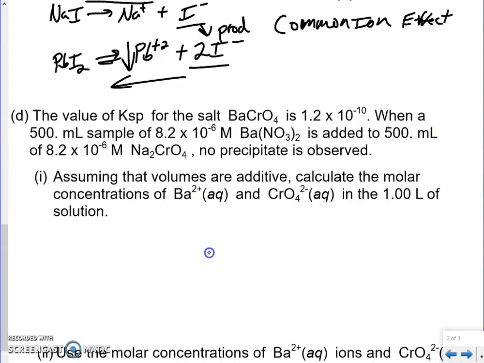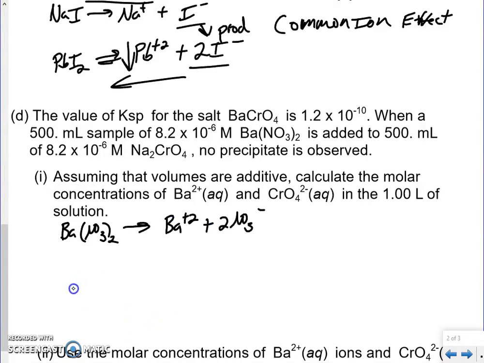Okay, well, how are we going to do that? This is actually fairly straightforward. Think about it this way. Both the barium nitrate and the sodium chromate are fully soluble, which means if we were to write those reactions, Ba(NO3)2, not at equilibrium, is going to break down completely into barium ions and nitrate ions.